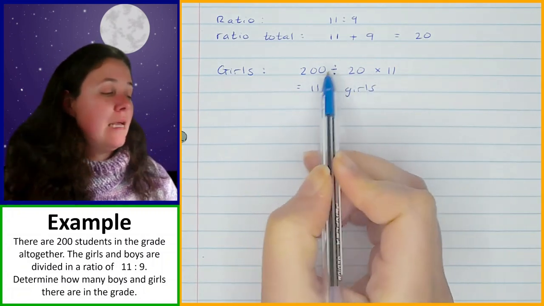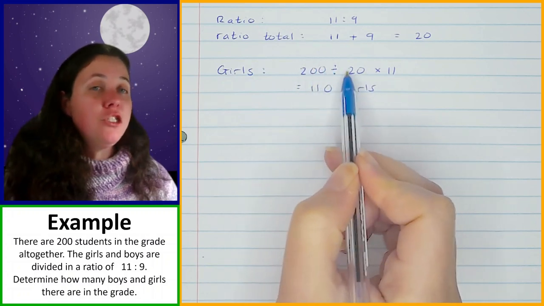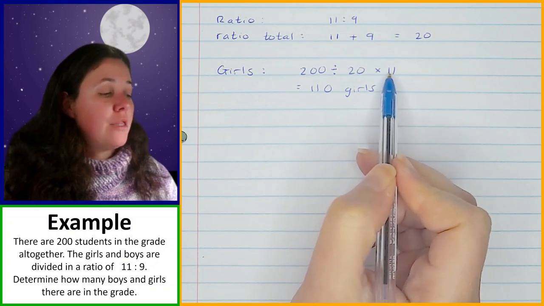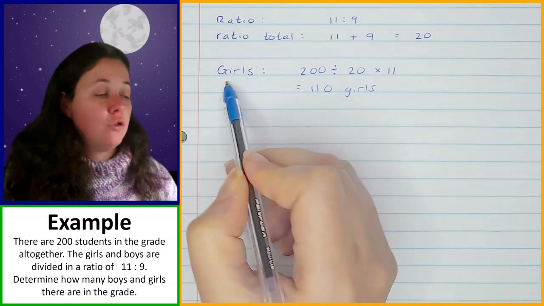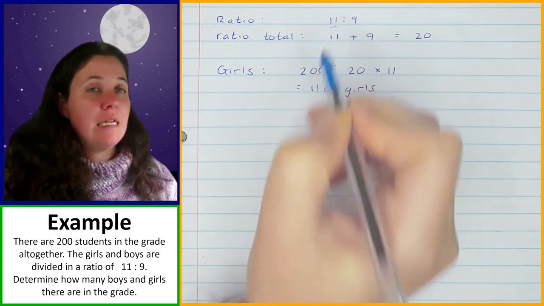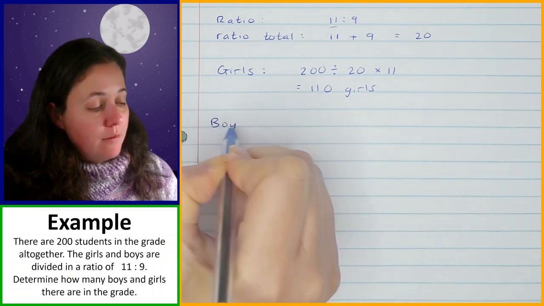So what I did here, I took the total number that I had been given, and I divided by the ratio total, and then I multiplied by the part of the ratio that was for what I'm working out. I'm looking at girls, so I multiplied by the part of the ratio that was for girls. That was the 11 over there. Now we're going to do the same thing, but for the boys.